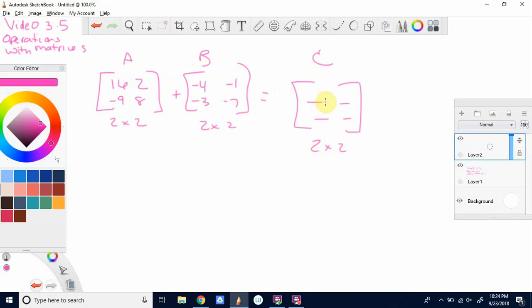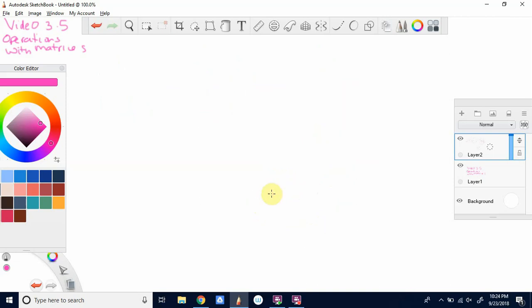So we're going to take 16 minus 4, which is going to go here, 2 minus 1, negative 9 plus negative 3, and 8 plus negative 7, which is going to result in 16 minus 4 is 8, and 2 minus 1 is 1, and negative 12, and 1. And this is our answer. This is matrix C.